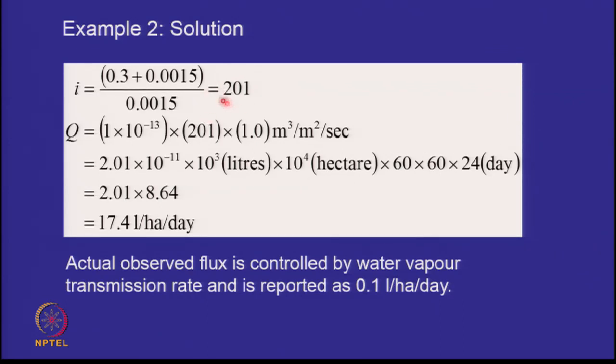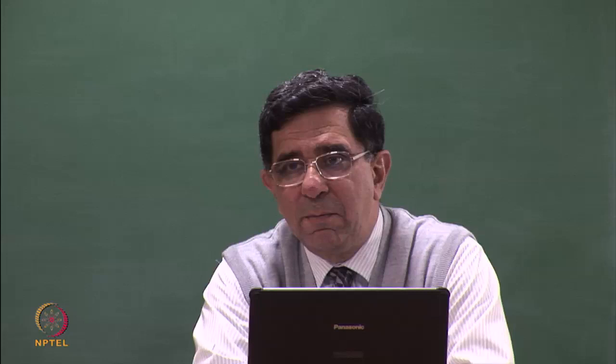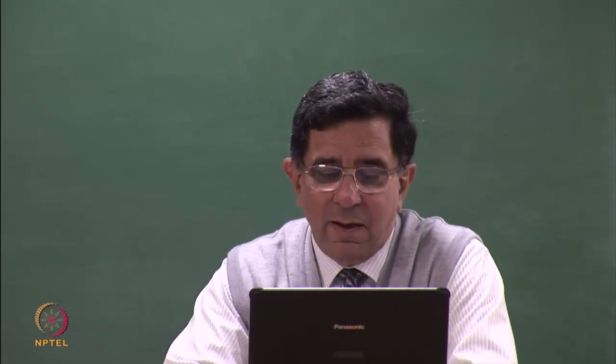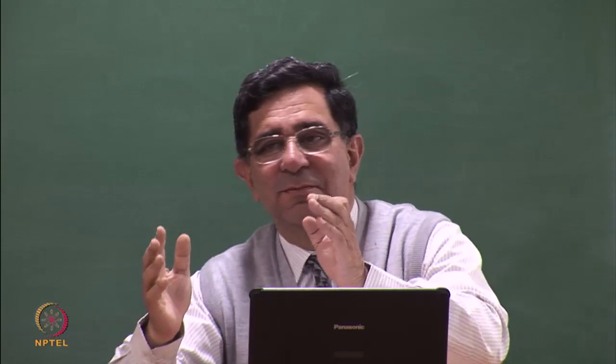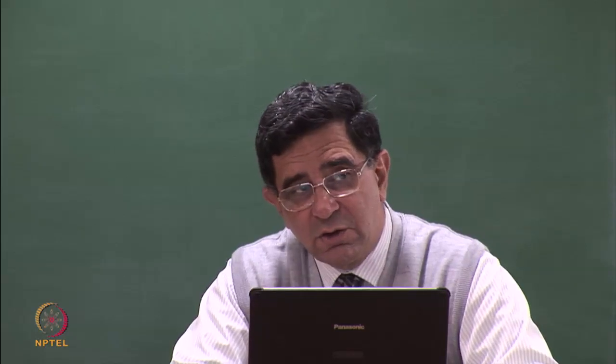Anybody would like to give me a value? 0.17. So you should get 0.17, which is also what is found from water vapor transmission. Here there is an error because 100 has not been applied to the 10 to the power of minus 13. But anyways, the solution that we get is 0.174 liters per hectare per day. So right from 1000 to 0.1, that's what is the effect of a geomembrane.